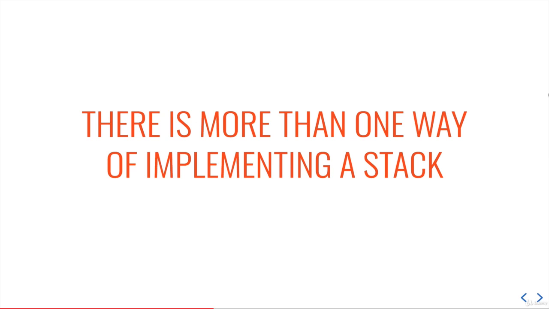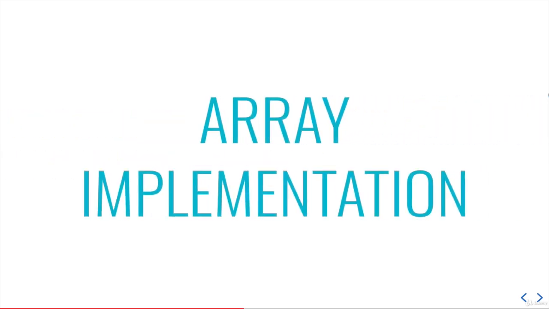It's basically a set of rules that says, okay, you need to be able to store data in such a way that the first thing added in is the last thing removed. The last thing added in is the first thing removed. And it doesn't really define how you do that. It's just a concept. So there's more than one way of doing it. And the easiest way is to use an array.